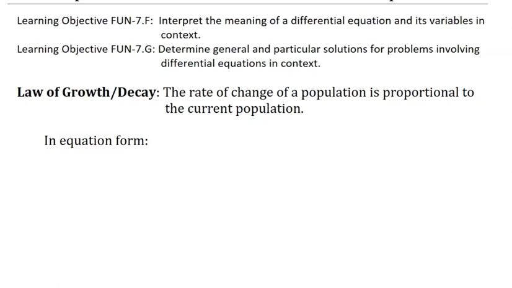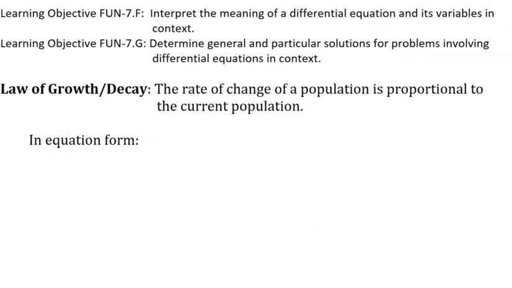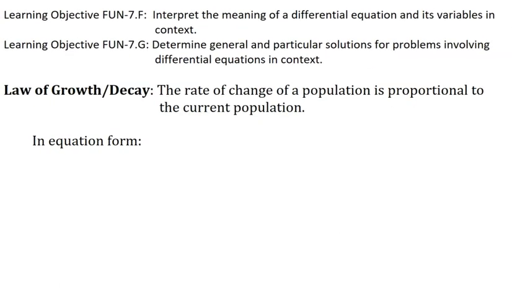So the law of growth or the law of decay says the rate of change of a population is proportional to the current population, all right? Rate of change indicates derivative, okay? So this means we've got a derivative of some kind here. It's the rate of change of a population, and this is over time. It doesn't say it, but it is over time here, okay? And it says it's proportional to the current population.